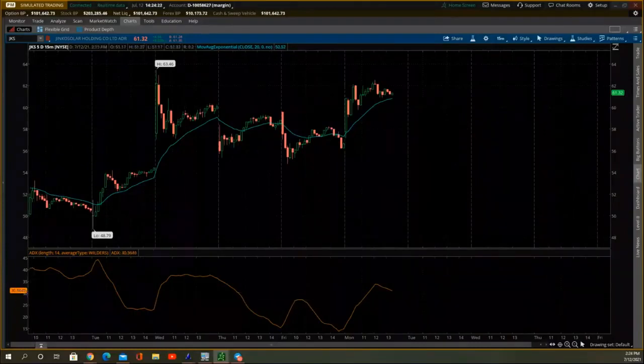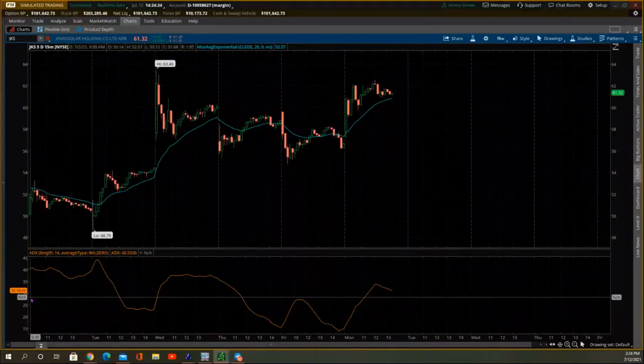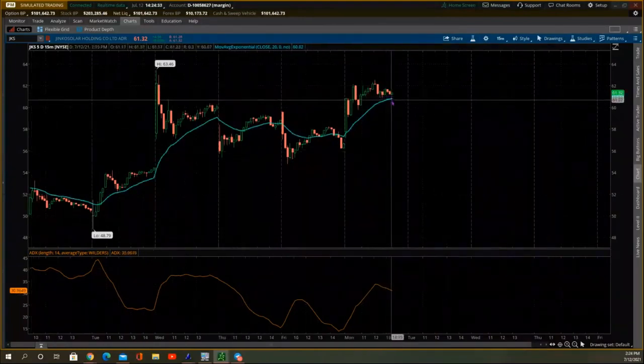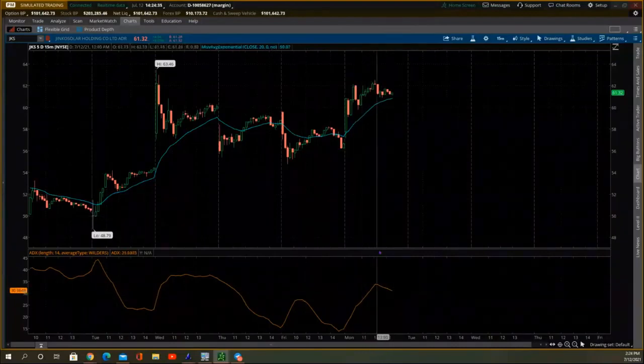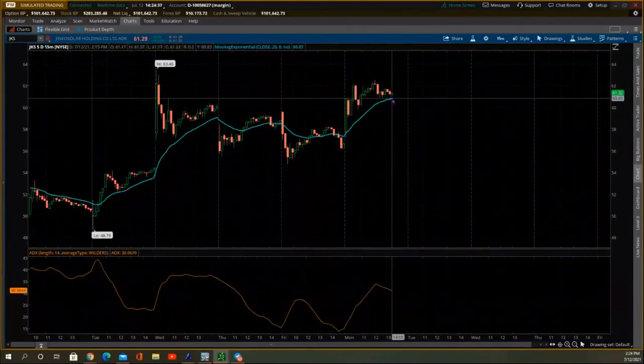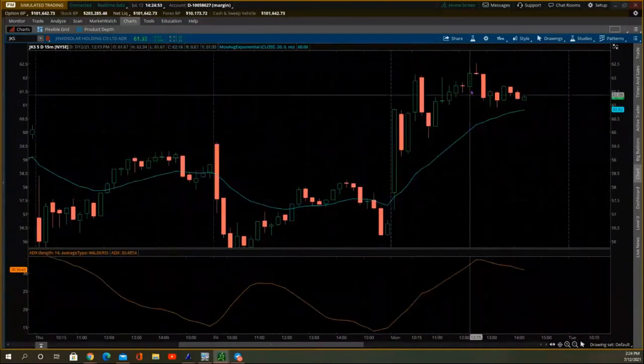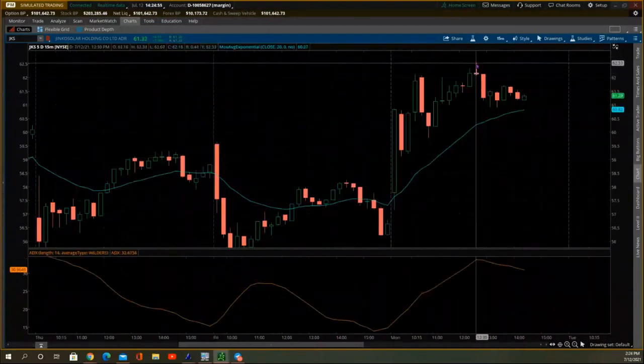So this right here, right now, this JKS right now, this is a 15-minute chart. You can see the ADX is above 30. Here's your 20. So if the ADX stays above 30 and this touches this line right here, this would be a good scalp long. This would be your first take profit up here.